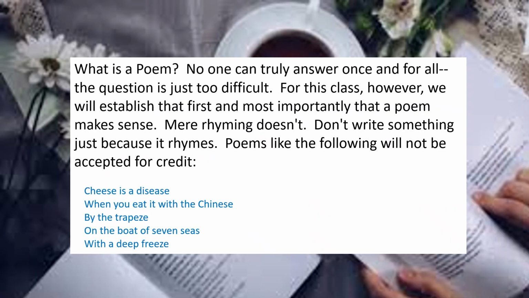Let's talk a moment about what a poem is. No one can truly answer this once and for all. The question is just too difficult. But for this class, we'll establish first and foremost that a poem makes sense. It has meaning. Mere rhyming does not. Don't write something just because it rhymes. Poems like the following will not be accepted for credit.